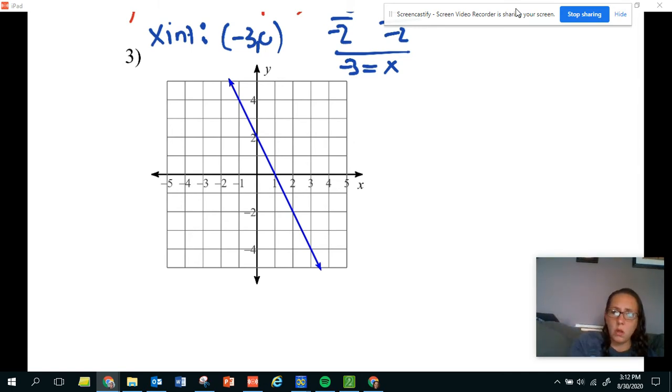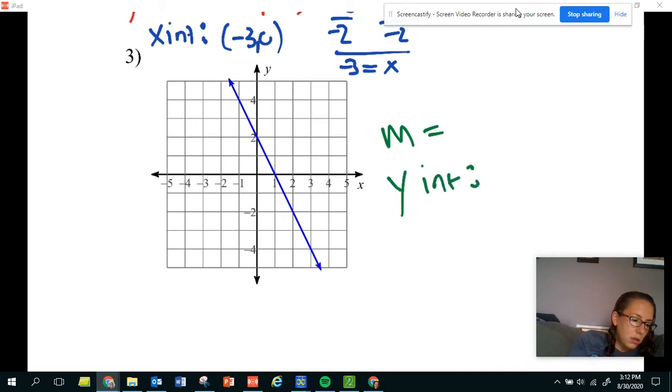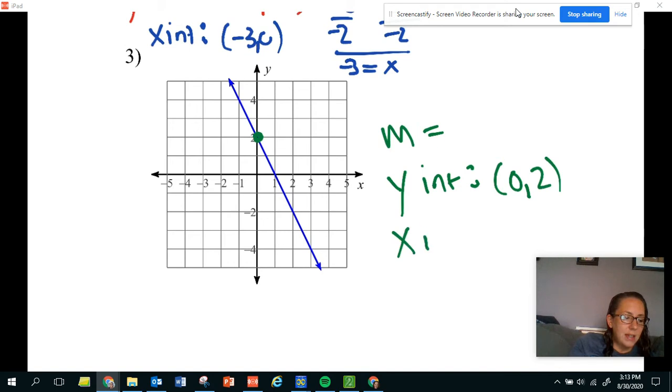To find those things from a graph is much simpler because I just have to look at the graph. So my slope, or m, well, let's do the intercepts first. So let's do y-intercept. It's going to be where it touches the y-axis. Remember, y to the sky. And that is going to be the point 0, 2. My x-intercept is going to be here where it touches the x-axis, so the point 1, 0.